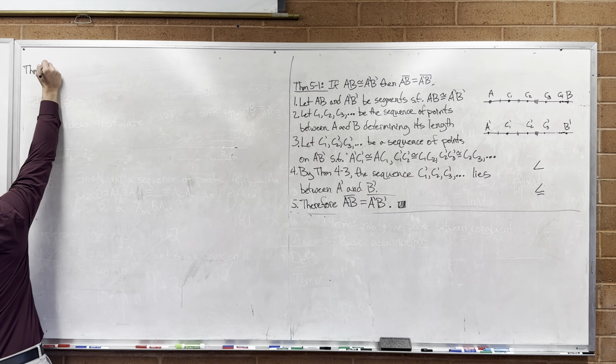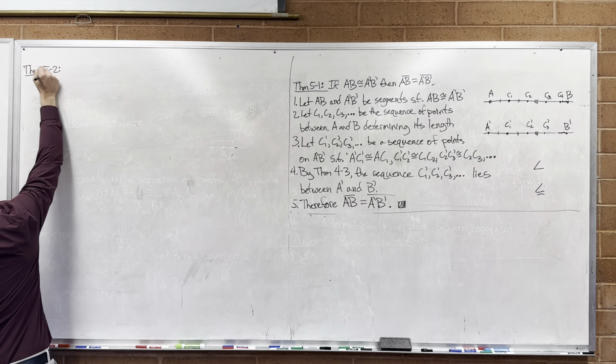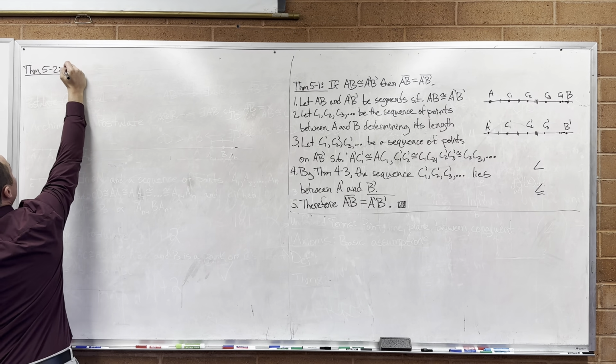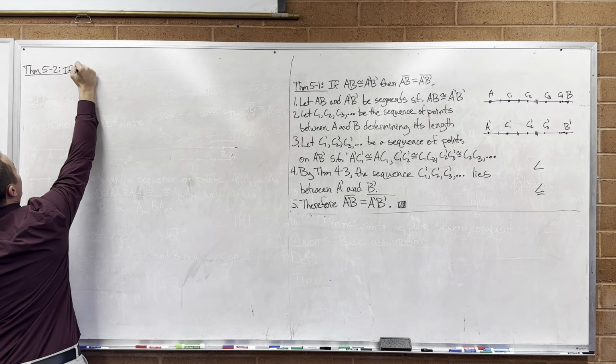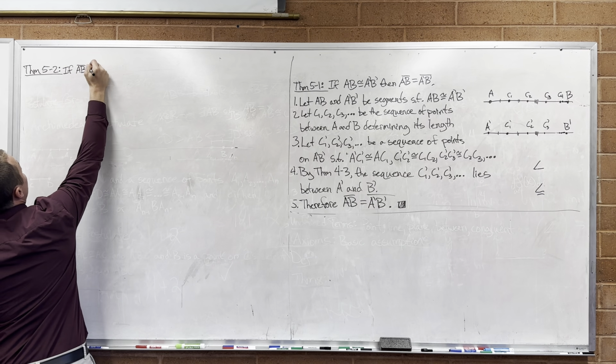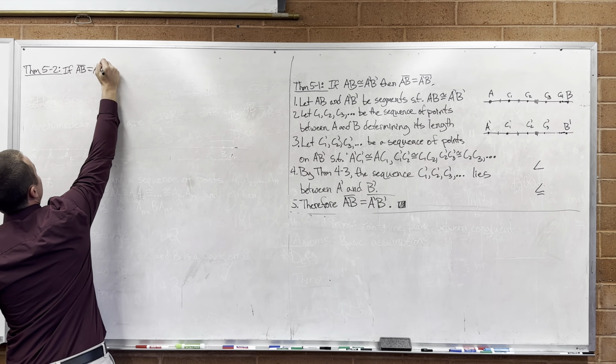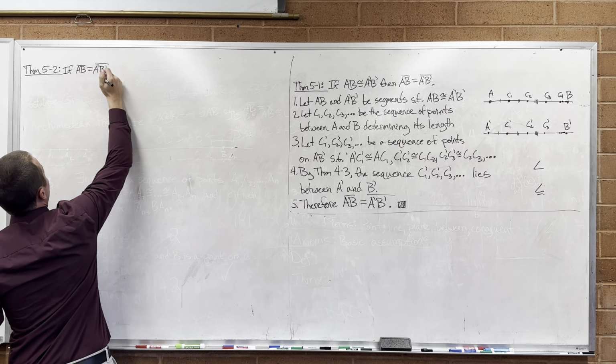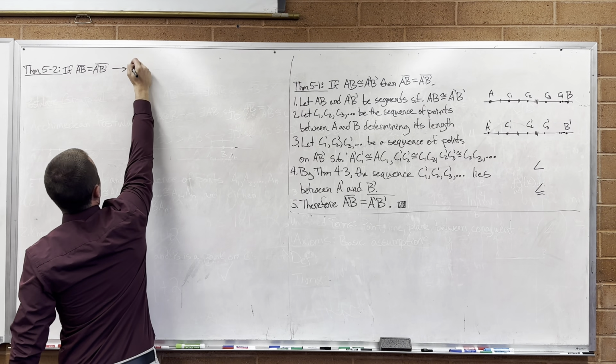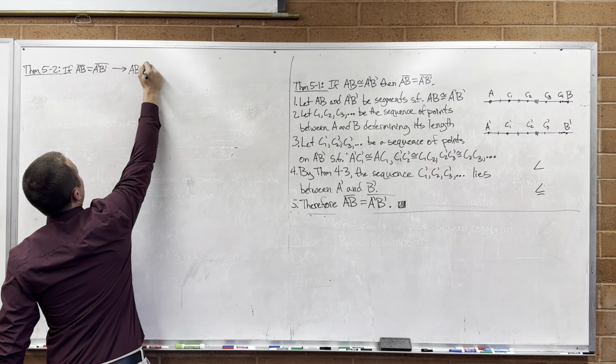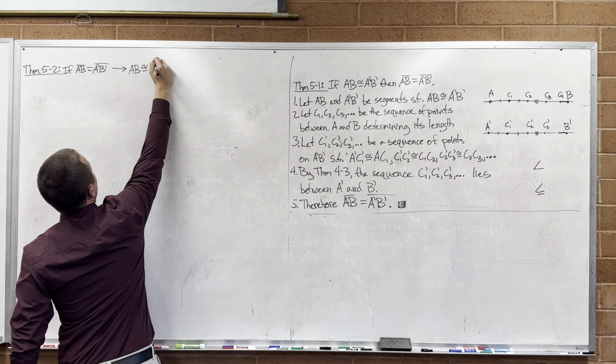First, I'll just write them all out. That'll be better. Theorem 5.2. This one says it's the converse. If the length of AB is equal to the length of A prime B prime, then that gives me that AB is congruent to A prime B prime.